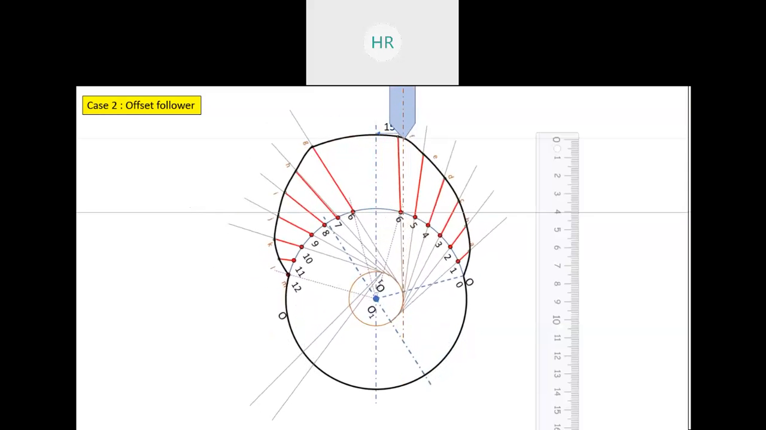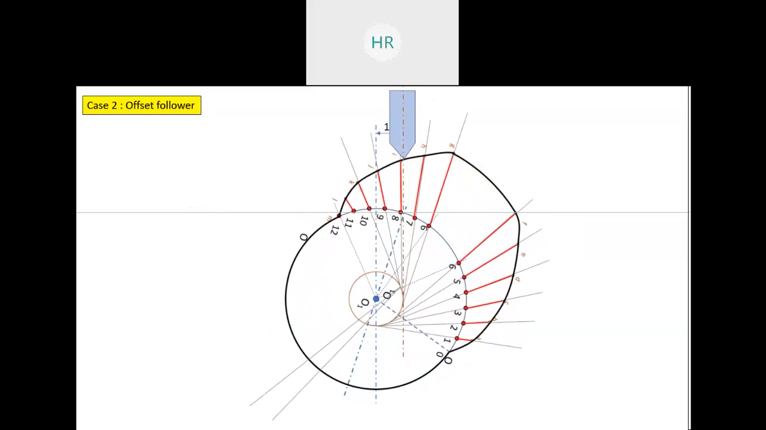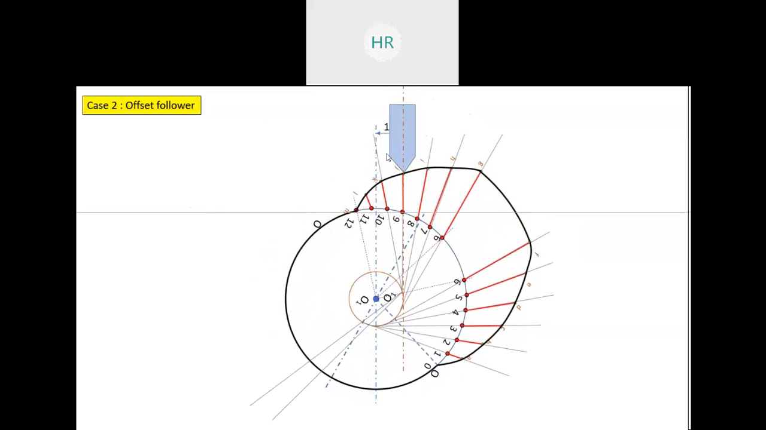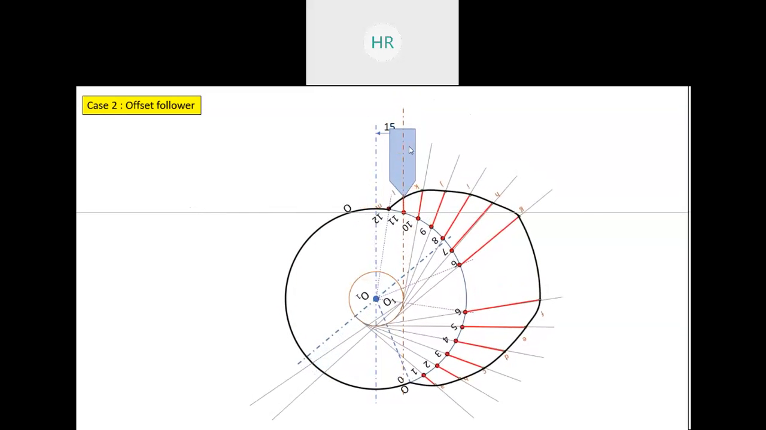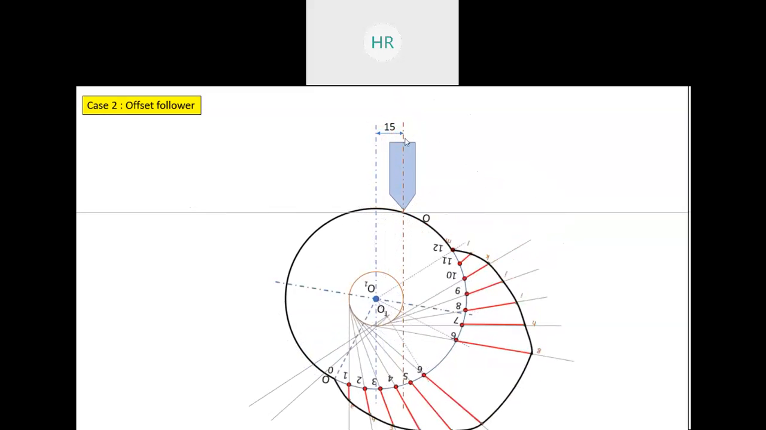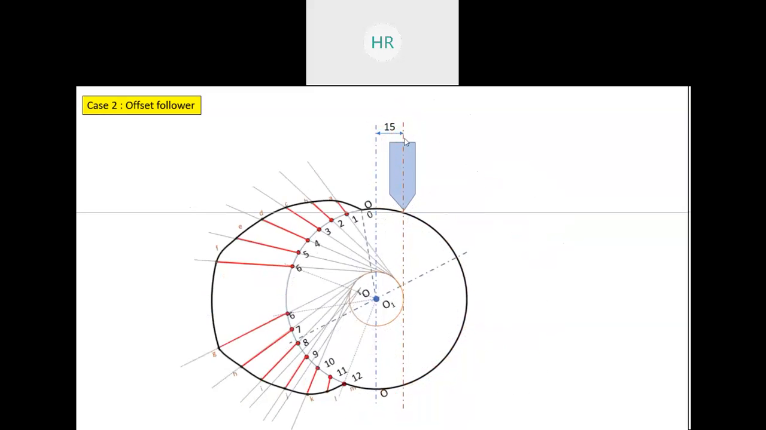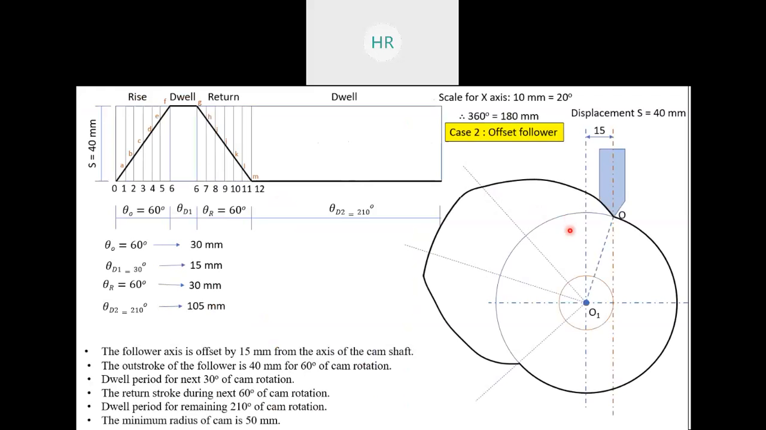Okay, right now it is moving up and again coming down. The distance between center of rotation and this central axis of follower is not changing. It is 15 mm only. So that will complete our motion and cam profile. So this is how you are required to draw a cam profile for offset follower.